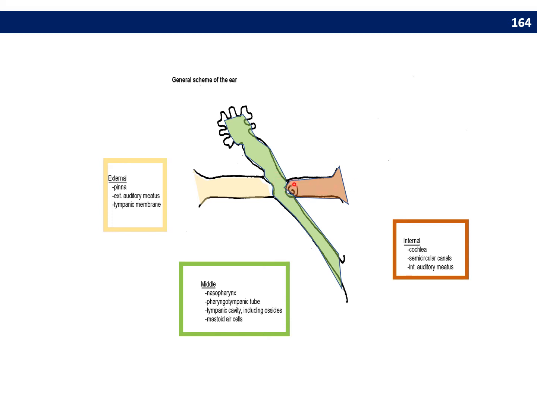The internal ear contains the cochlea, which houses the organ for hearing, as well as the utricle and saccule, which are also a part of this inner ear, as well as the semicircular canals, which are part of the vestibular or balance apparatus, and then all the way to the internal acoustic or internal auditory meatus. You may see both of those terms.